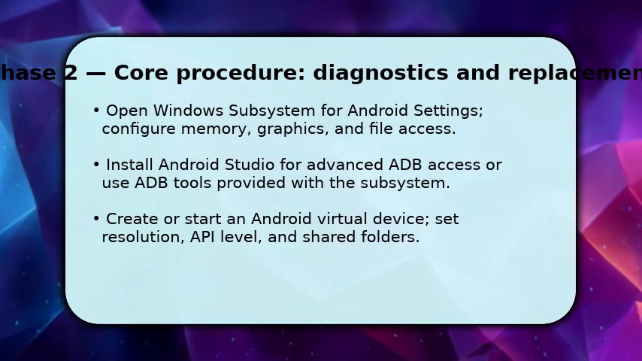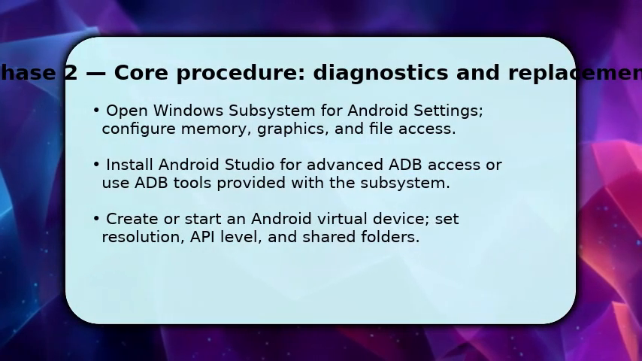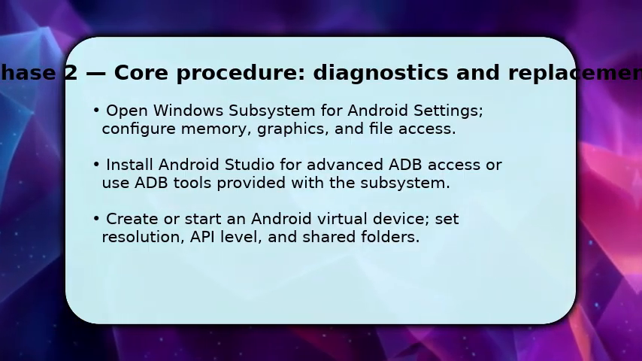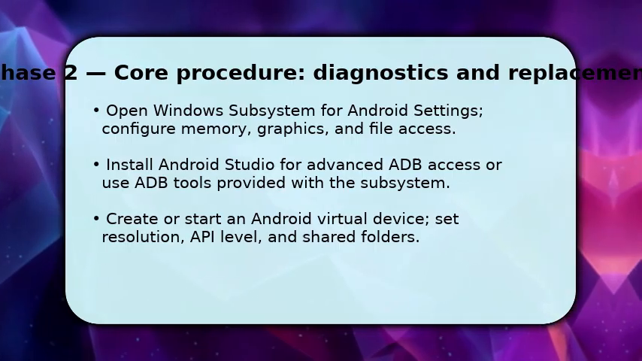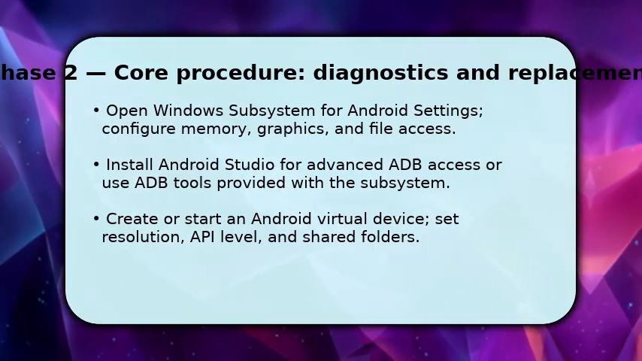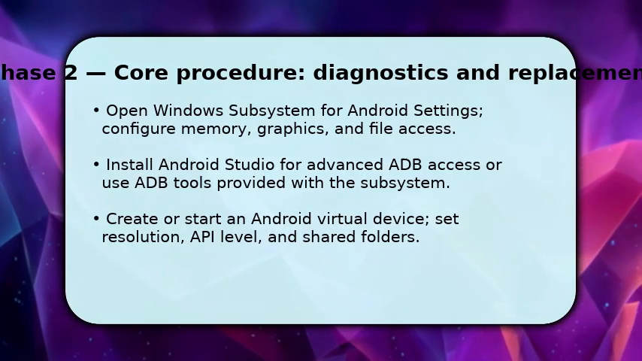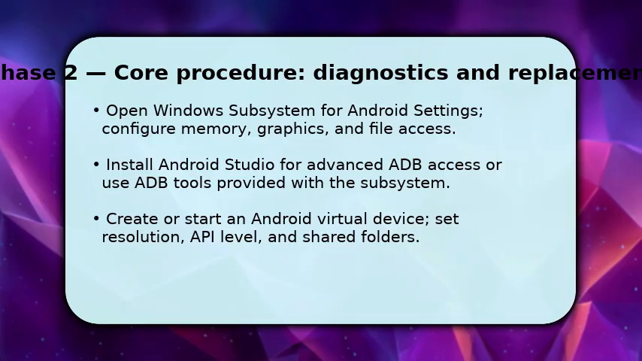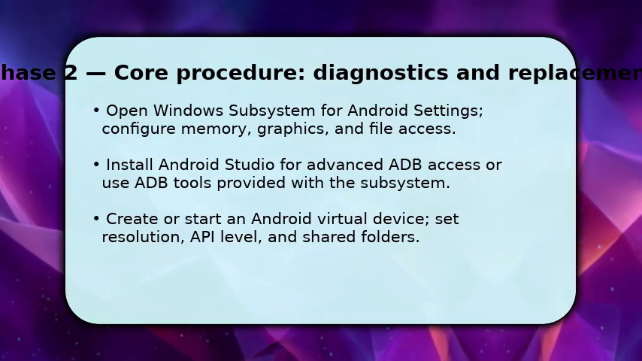You now configure the subsystem. Open its settings and allocate memory and GPU preferences and enable file access so you can transfer APKs. Then, install Android Studio for ADB and advanced emulator controls, or use the ADB binary included with the subsystem. This gives you app install and debugging capability.